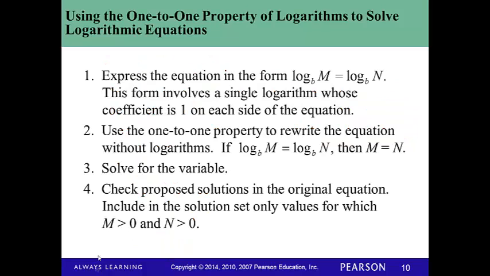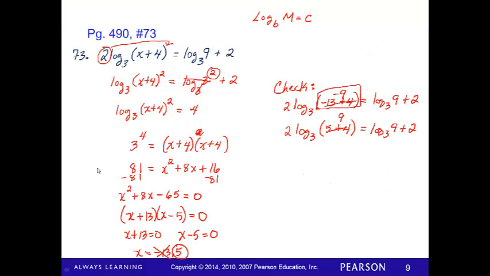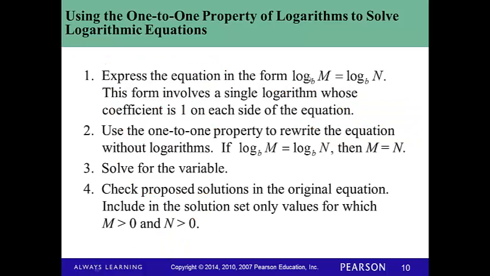Okay, so now let's use the one-to-one property of logs to solve log equations. The previous problem had a log on the left side and a log on the right side. But in reality, you can simplify that and you just had a number. You had a single log with a number on the right side. What if you have a log on the left side and a log on the right side? So the first thing you want to do is express it in the form log base b of m equals log base b of n, and make sure that you have coefficients equal to 1 in front of your logs.